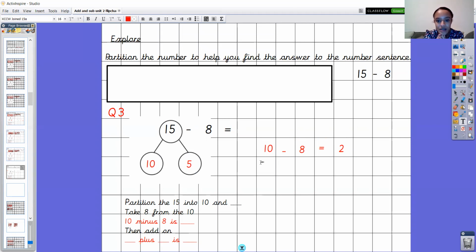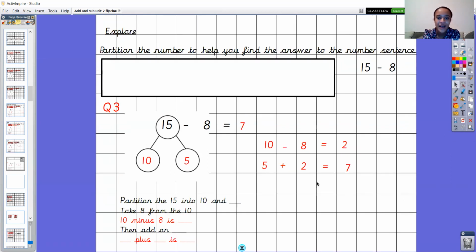I want to now think about adding this number here, my other part, 5. Add the answer to that number sentence. So 5 add 2. I'm going to put that 5 in my head. I'm going to count on from 5, 2 fingers, 5, 6, 7. So 5 add 2 is 7. Therefore, 15 take away 8 equals 7.